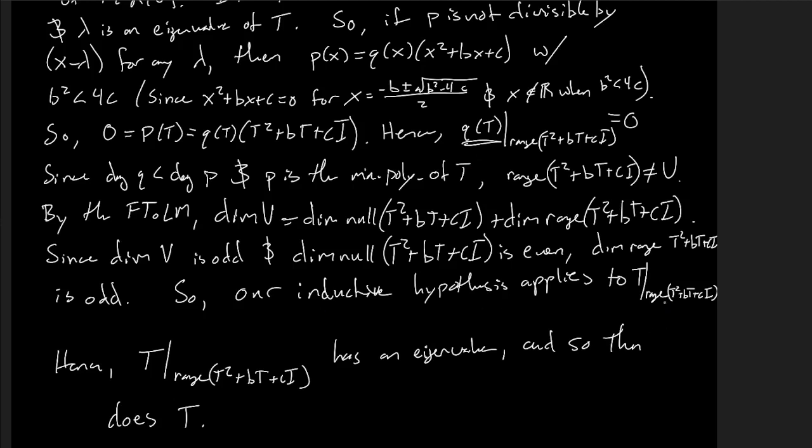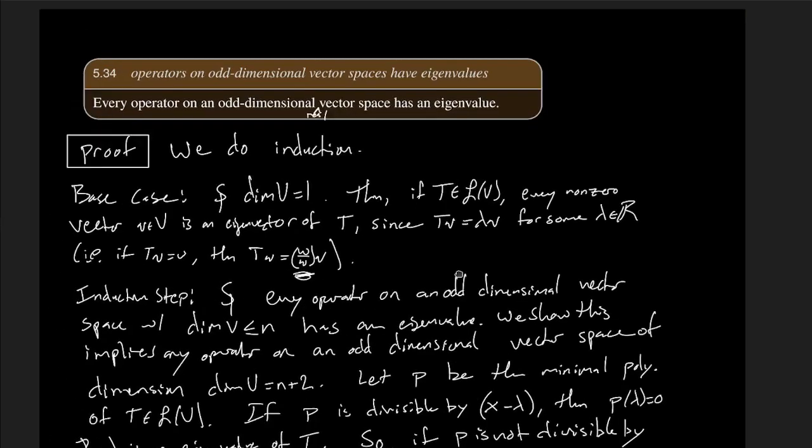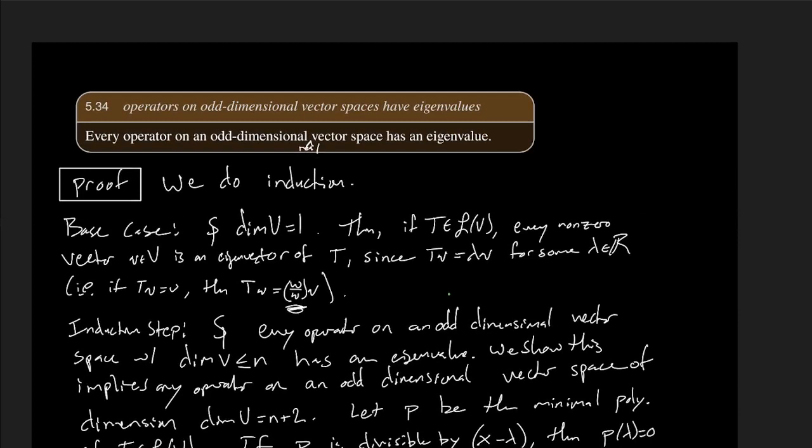Okay, so we just take t restricted to this invariant subspace, which is an odd dimensional vector space with dimension smaller than the current vector space's dimension. And now, t restricted to that, well, the inductive hypothesis applies. That guy's got an eigenvalue, and so does t then. Cool. So, every operator on an odd dimensional real vector space has an eigenvalue. Every operator on a complex vector space, finite dimensional, has an eigenvalue.